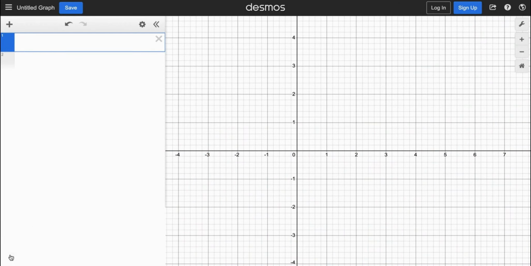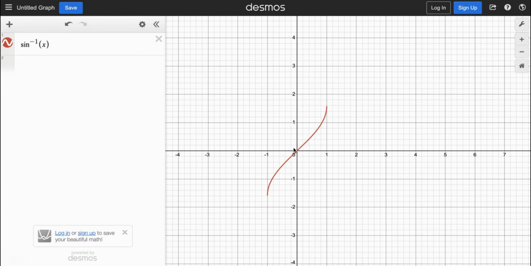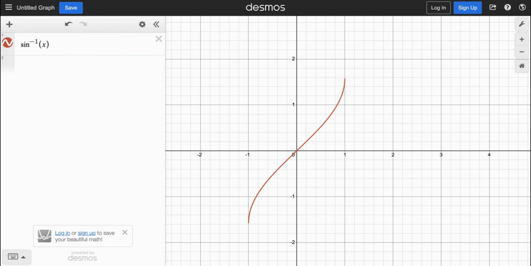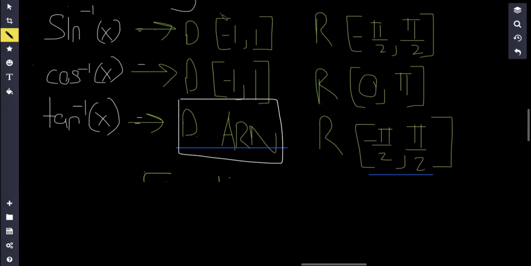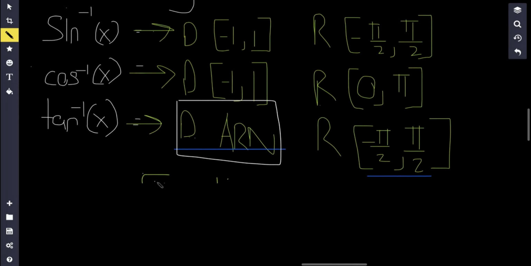But if I were to look at the inverse of the sine function, notice how it only goes from -1 to 1, and all the possible y values are from -pi/2 to pi/2. So what's happening? And I just wrote the domain and the range for all of the other inverse trig functions. Well, what's happening is that we gotta go back to basics.